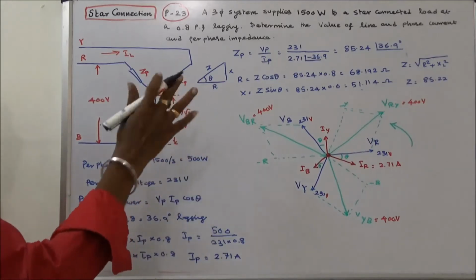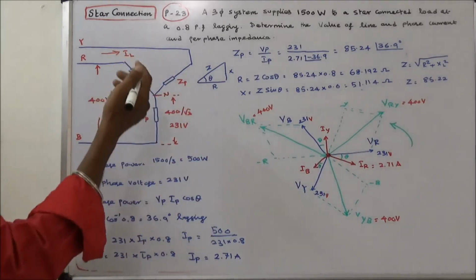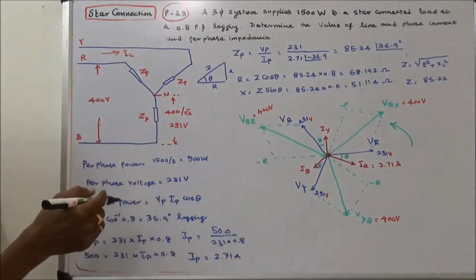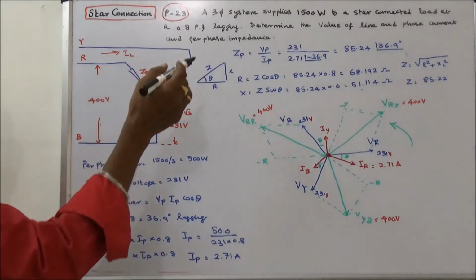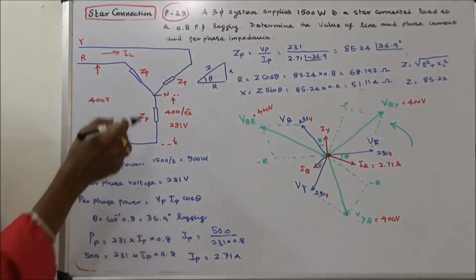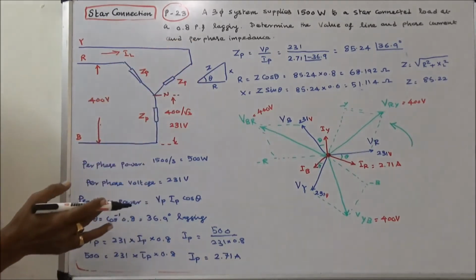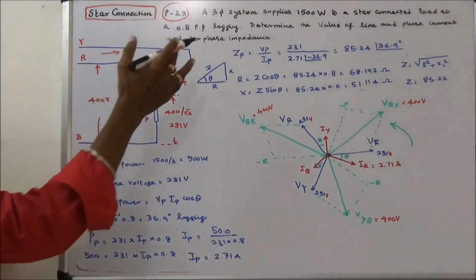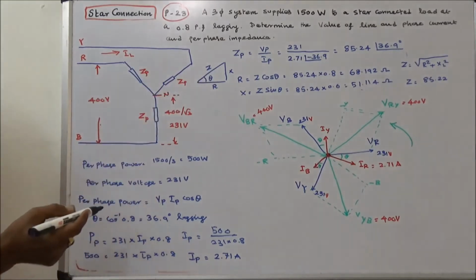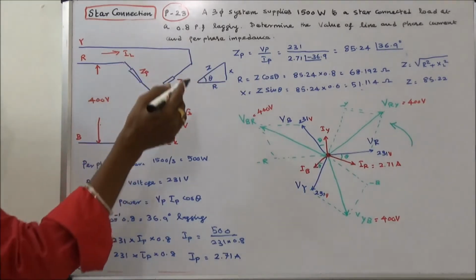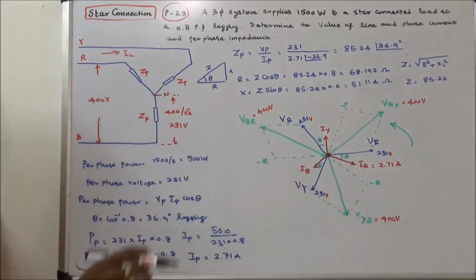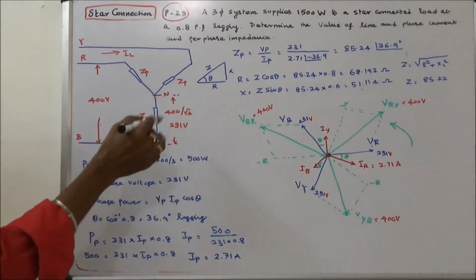In this class we work out three problems. First problem: a three-phase system supplies 1500 watts to a star connected load at a 0.8 power factor lagging. The question is to determine the value of line and phase current and per phase impedance, and also draw the phasor diagram. So this is the diagram.